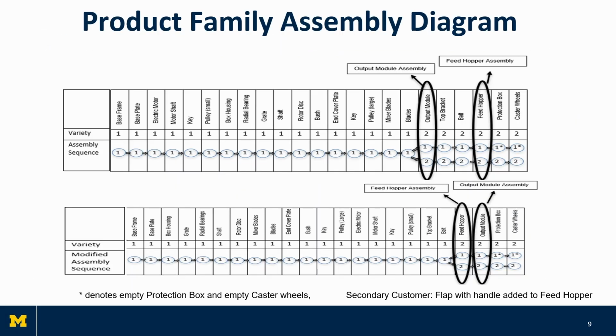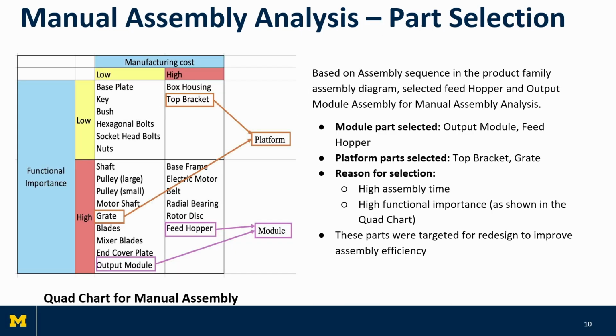Here we can see the original assembly sequence and the modified assembly sequence. The main difference is that the output module and feed hopper locations have been changed to enhance delayed differentiation. Based on the assembly sequence and product family assembly diagram, we have selected the feed hopper and output module assembly as module parts, and the top bracket and grate as platform parts. The reasons for selection are assembly time and functional importance, as shown in the quad chart, which is located on the left side of the slide.